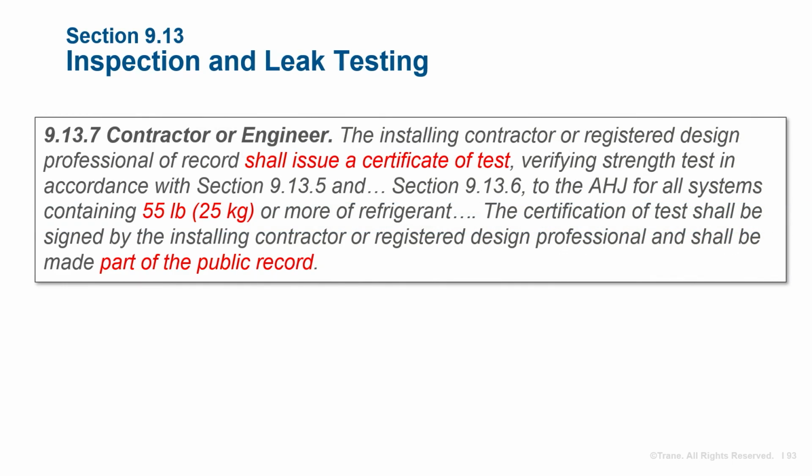This brings us to the last item I wanted to talk about. If the system has more than 55 pounds of refrigerant, then the standard requires a contractor or engineer declaration. This is turned over to the ASHRAE certifying the system was tested and passed and is made part of the public record.